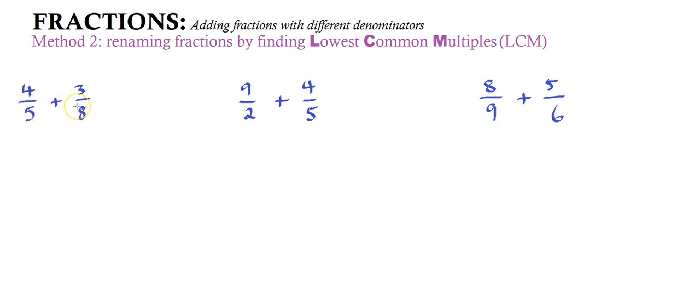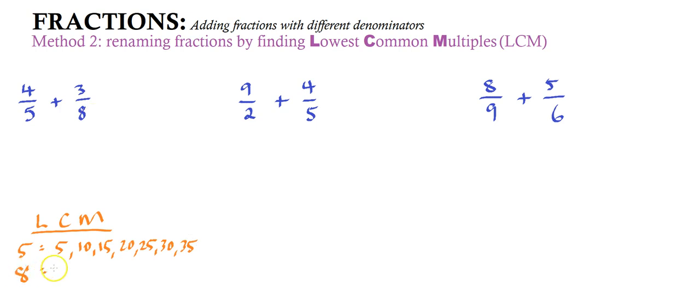So 4/5 plus 3/8. The idea is to find the lowest common multiple, and you can do it a number of ways. If you know your times tables, it's very simple. You take the denominators of both fractions you're going to add. So we'll start with the 5, and we just put down a list of its multiples. So 5, 10, 15, 20, 25, 30, 35, and then we do the same with the 8s.